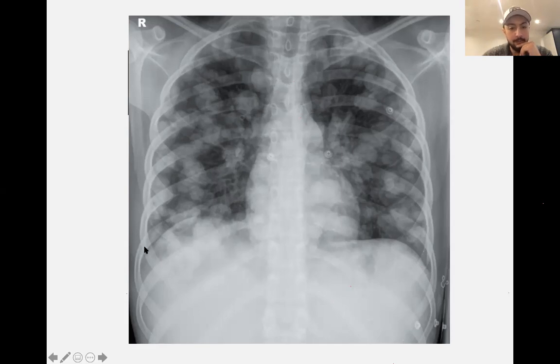If you count the ribs, 1, 2, 3, 4, 5, 6, 7, 8. So the inspiration is slightly less adequate, yeah. And if you look at the airways, you can see the airways are in the middle. The trachea is in the middle. The left bronchus, you can see it in here, and the right in here.